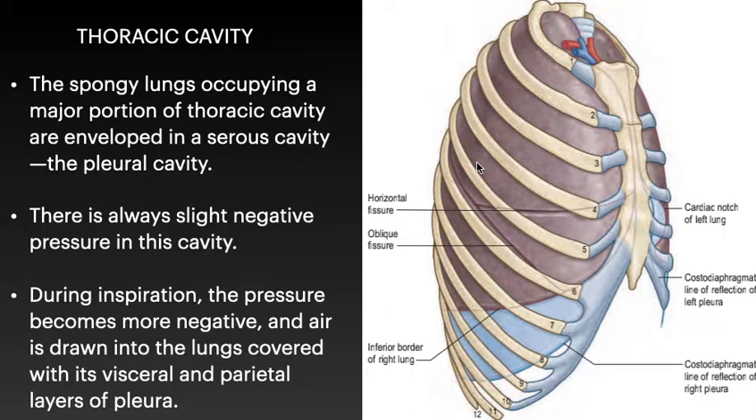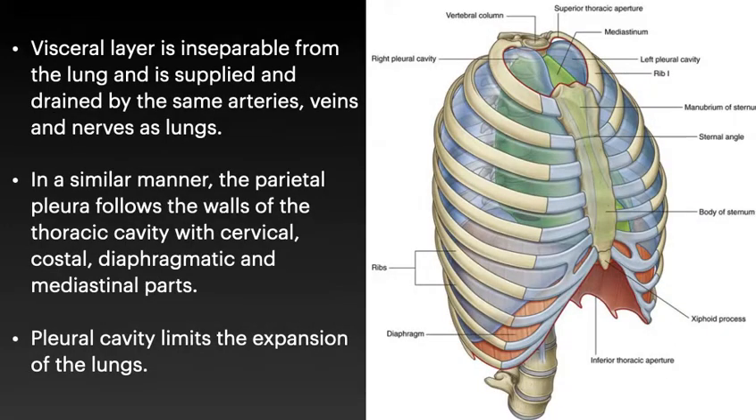During inspiration, the pressure becomes more negative and air is withdrawn into the lungs, covered with its visceral and the parietal layer of pleura. The visceral layer is inseparable from the lung and is supplied and drained by the same arteries, veins, and nerves as the lungs. In a similar manner, the parietal pleura follows the walls of the thoracic cavity with the cervical, the costal, the diaphragmatic, and the mediastinal parts.